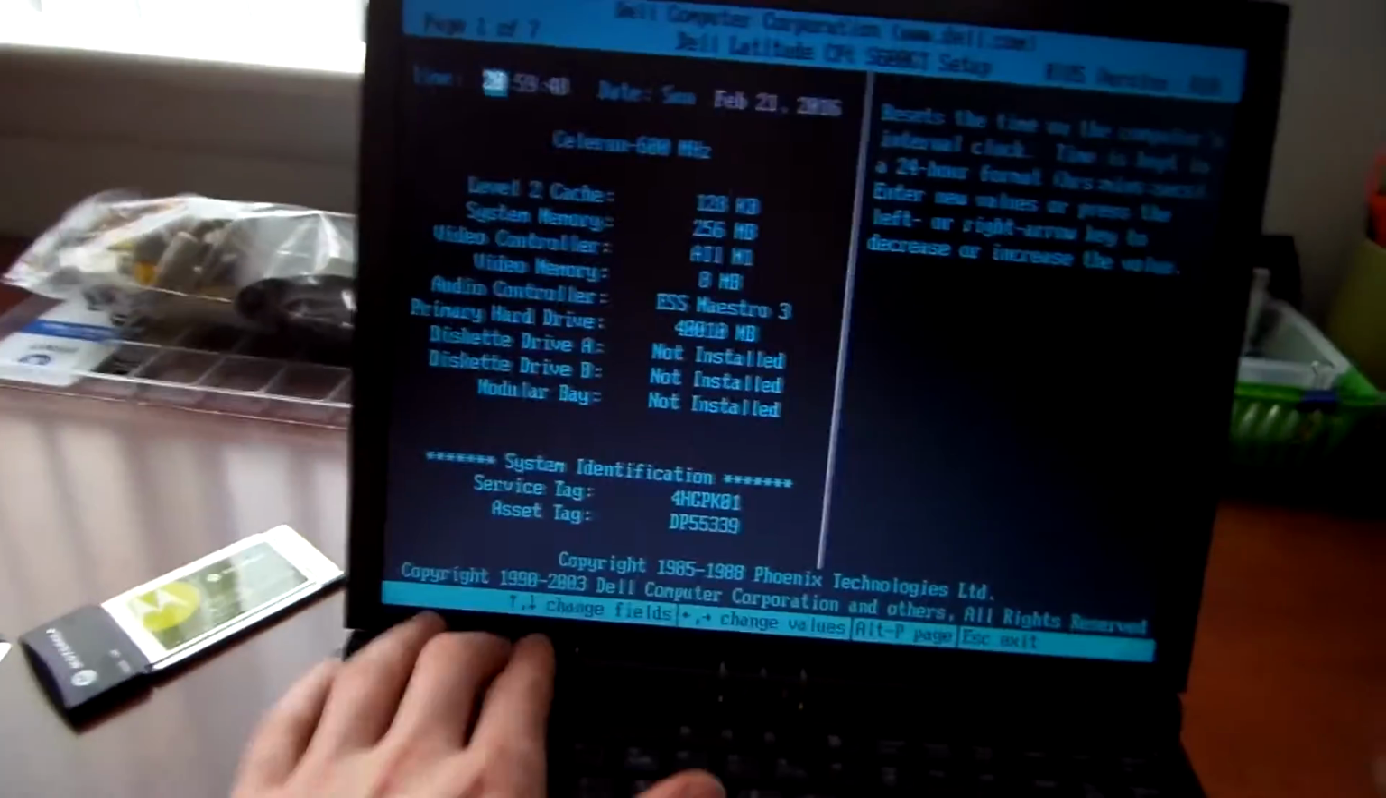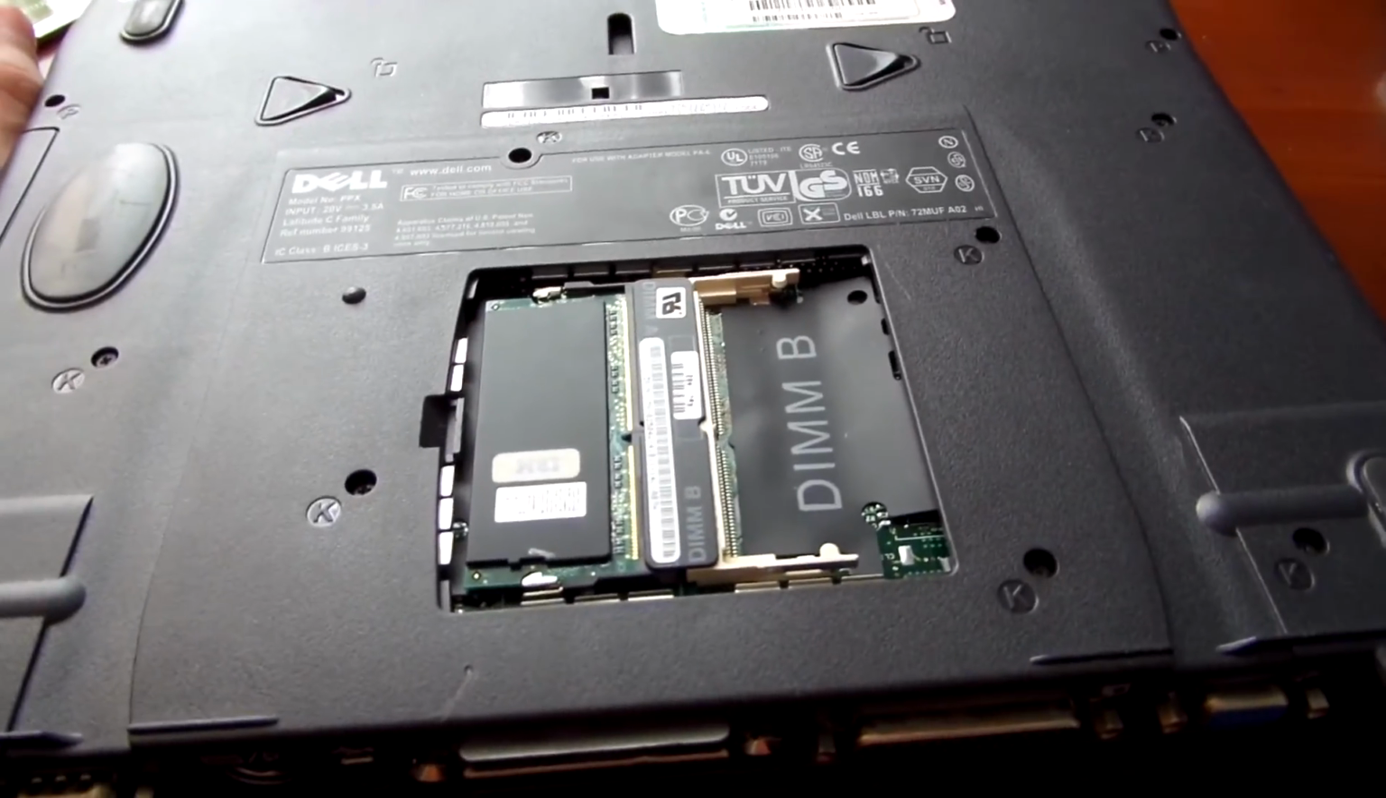So, again, one stick of RAM in the machine, just fine. Two sticks of RAM, things get screwy. Does not matter what size, does not matter which slot.